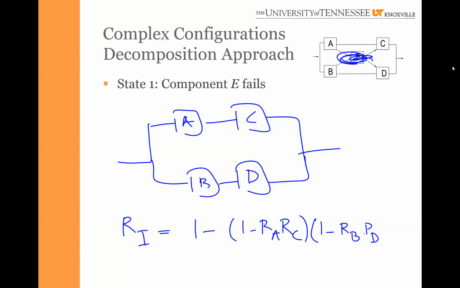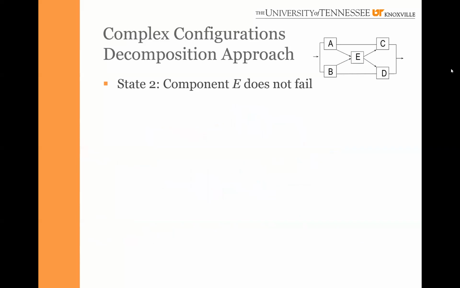Perfect. Okay, so far so good. I just made a small assumption that E is failed, and I can analyze my system. Fair enough? Okay, so let's do the opposite. Let's now assume that E is working. I'm removing the uncertainty from it. I'm assuming E works all the time. So it is maybe a little bit more complex to analyze this way, but let's see what it means.